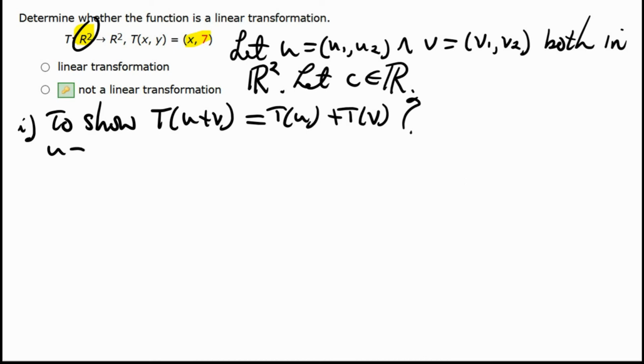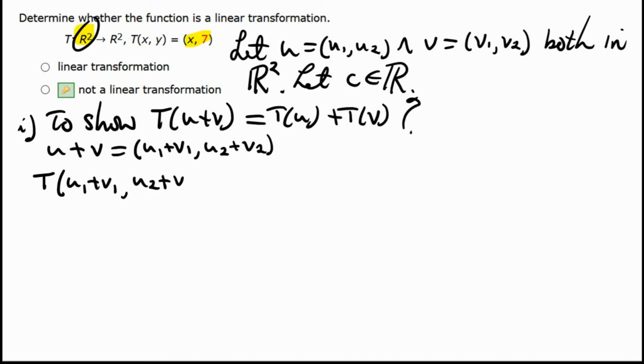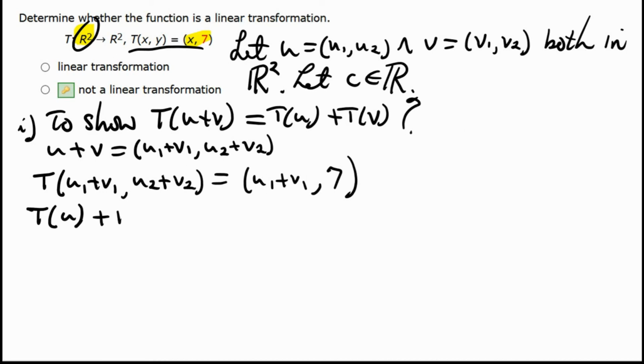So here, I'm just going to add u plus v, and that gives us u sub 1 plus v sub 1 comma u sub 2 plus v sub 2. That's the sum. So now I do the transformation of u sub 1 plus v sub 1 comma u sub 2 plus v sub 2. According to this, that has to equal the first component, u sub 1 plus v sub 1, comma just 7. Now let's look at the right side. That's the T of u plus the T of v.